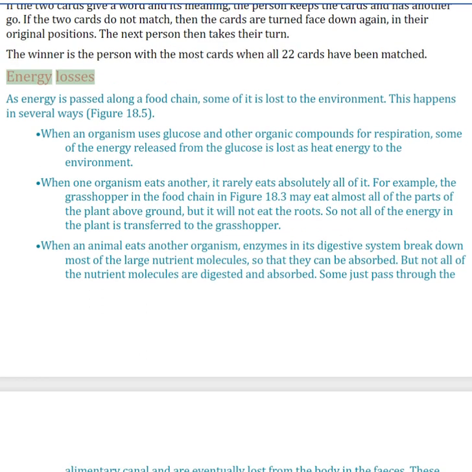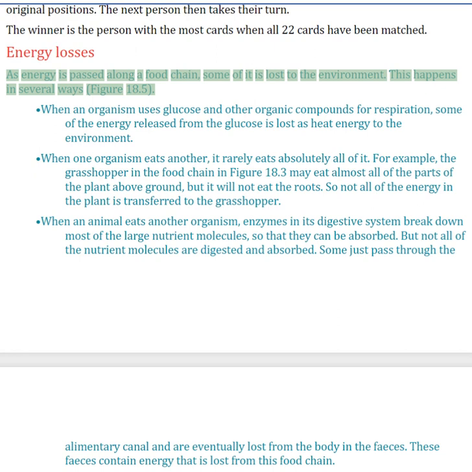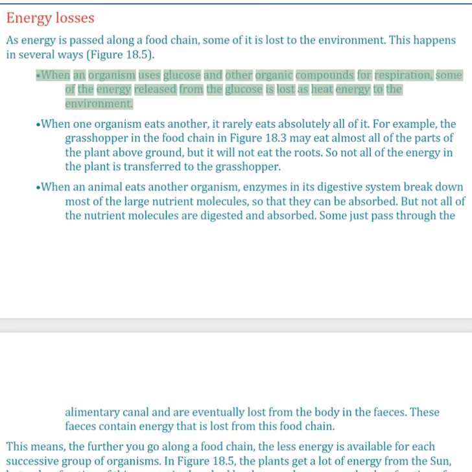Energy losses. As energy is passed along a food chain, some of it is lost to the environment. This happens in several ways. When an organism uses glucose and other organic compounds for respiration, some of the energy released from the glucose is lost as heat energy to the environment.